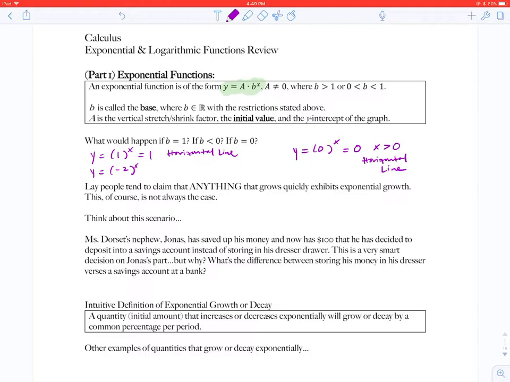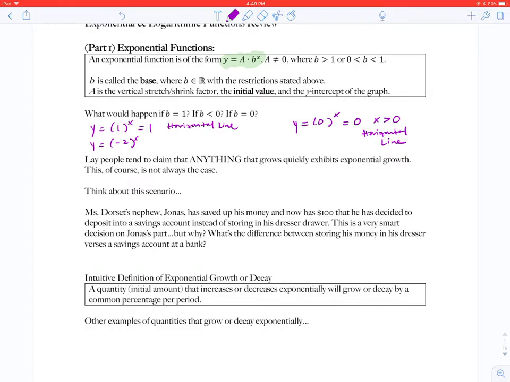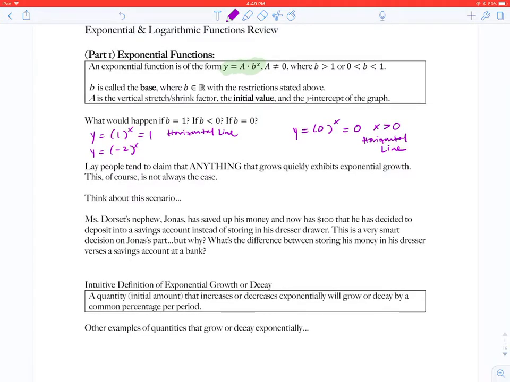Okay, so basically for exponential functions, the base has to be between 0 and 1, or strictly greater than 1. Okay, so you guys have probably also heard people, anytime something grows quickly, say that it's growing exponentially, it's increasing exponentially, and that's just not always the case. Something can increase at a steady rate where it's more linear, so things that grow quickly do not always grow exponentially or decrease exponentially, right?